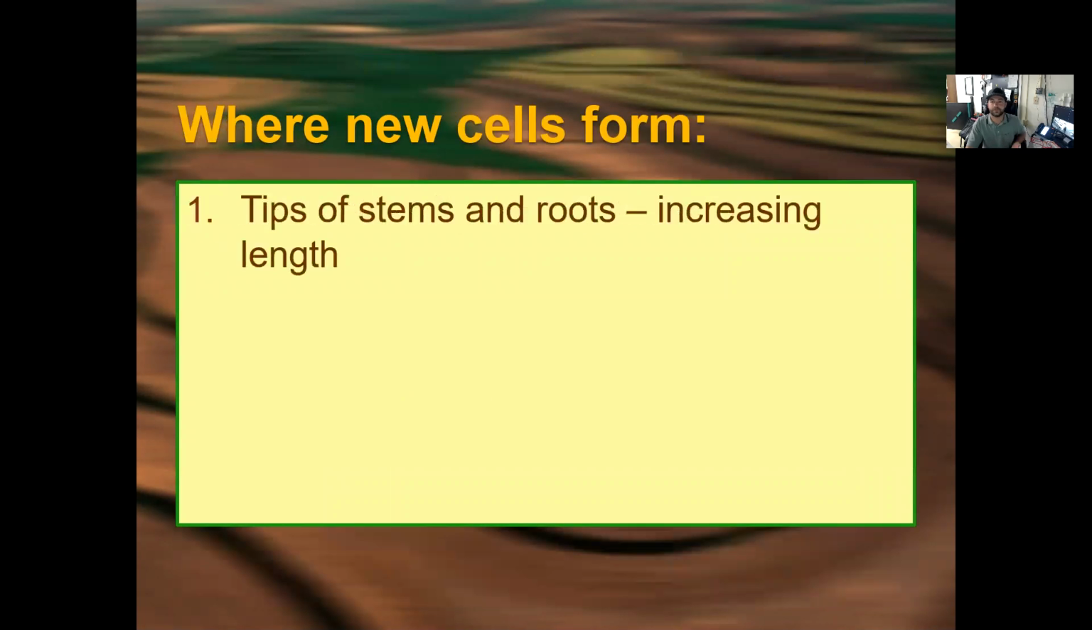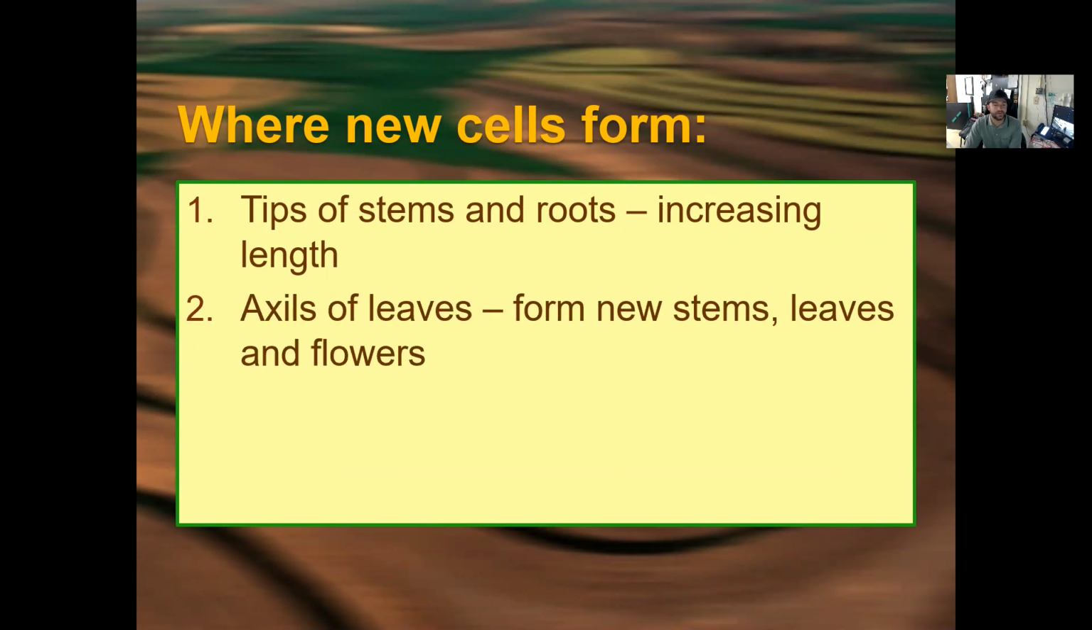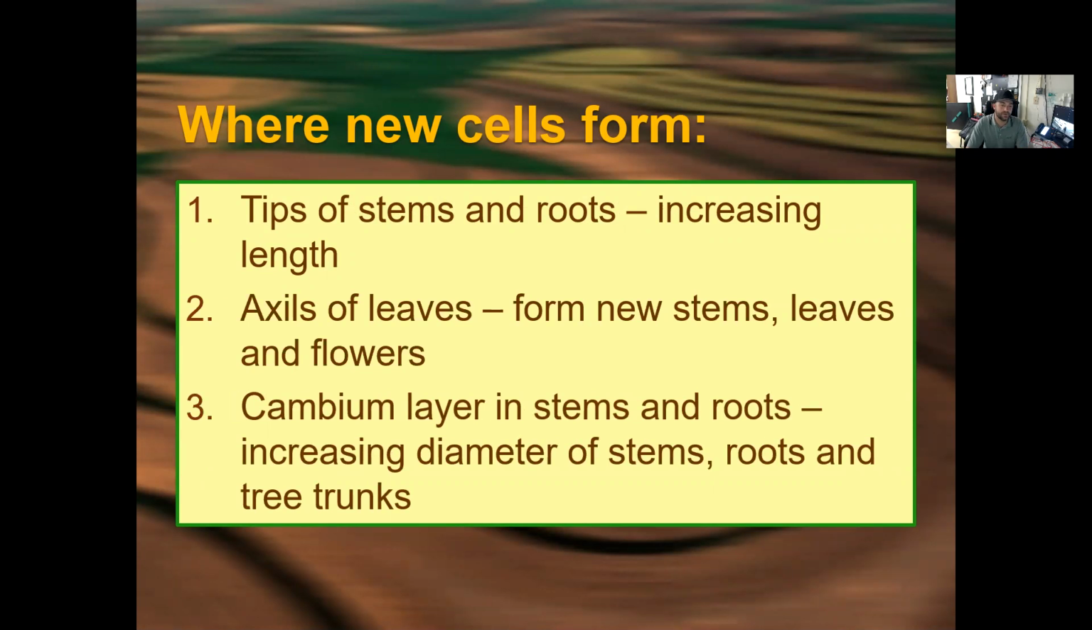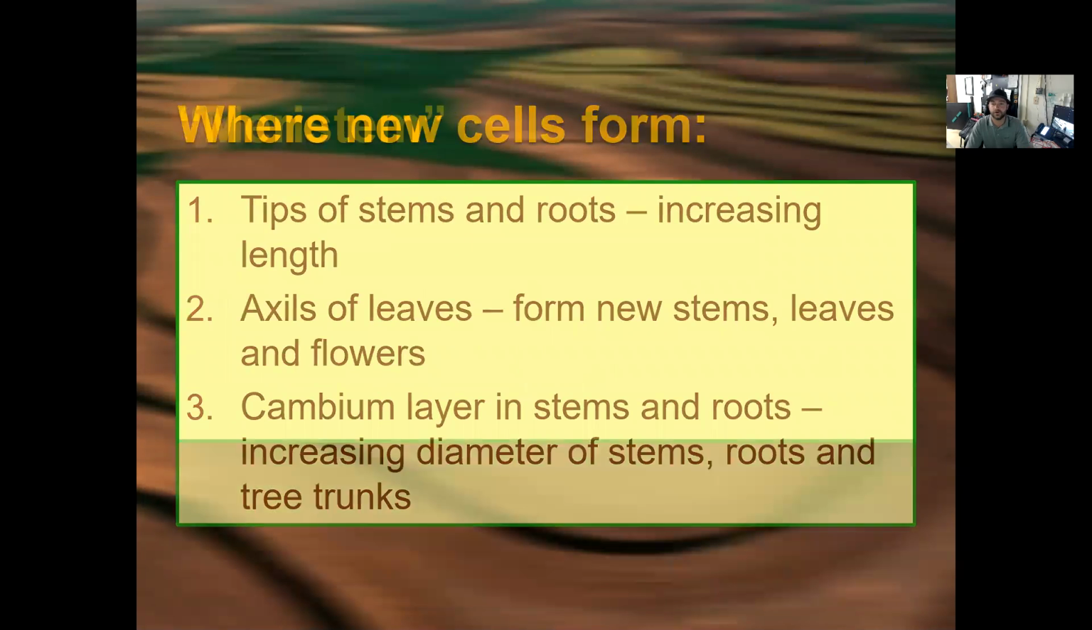So, where do new cells come from? Tips of stems and roots, that's increasing length. Axils and leaves form new stems, leaves, and flowers. In the cambium layer in stems and roots, increasing the diameter of stems, roots, and tree trunks.